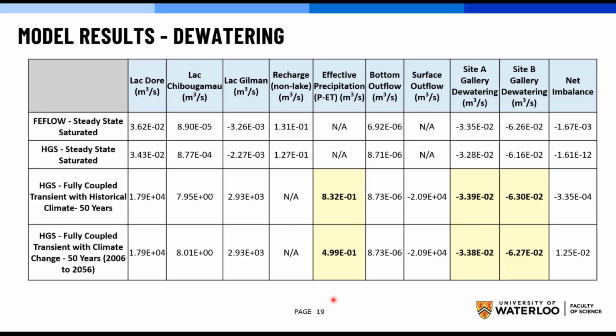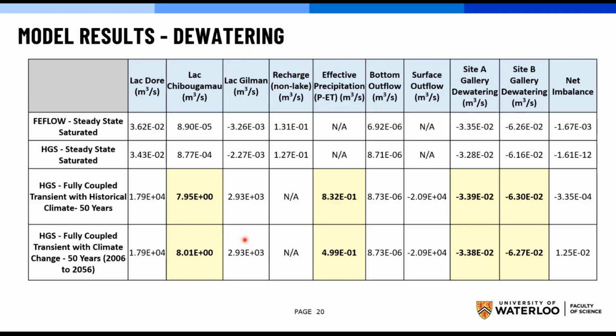Even if we have, as you see here, our effective precipitation cut by almost half, we don't see anywhere close to that reduction in our dewatering. The reason for this is that the largest source of water coming in is really these lakes. In fact, we see that the middle lake actually has an increase in water coming in under future climate scenarios. And so this is what's driving that system.